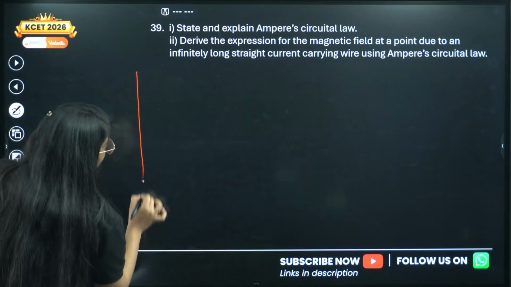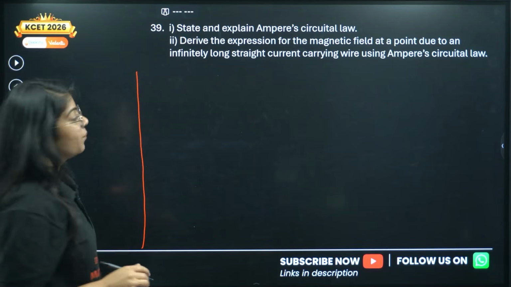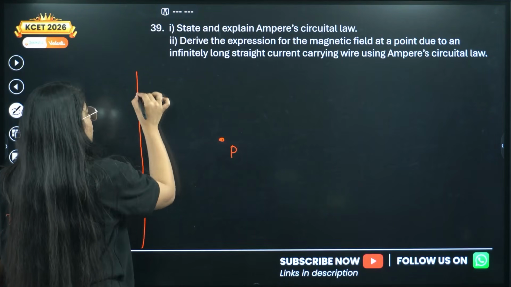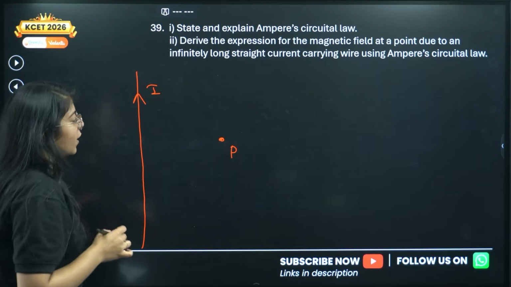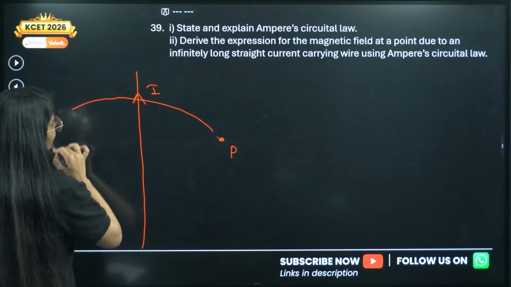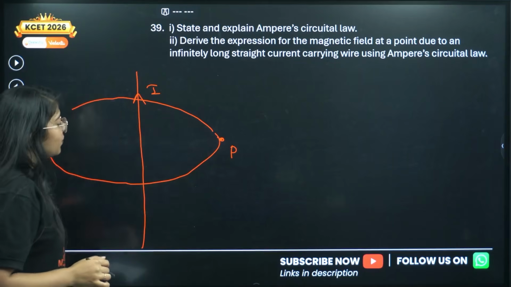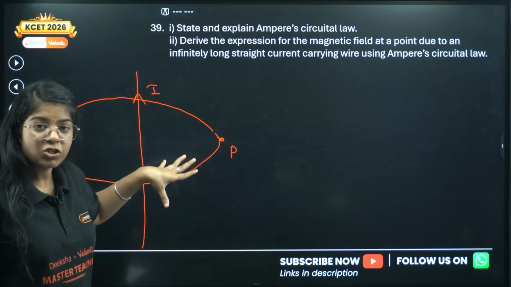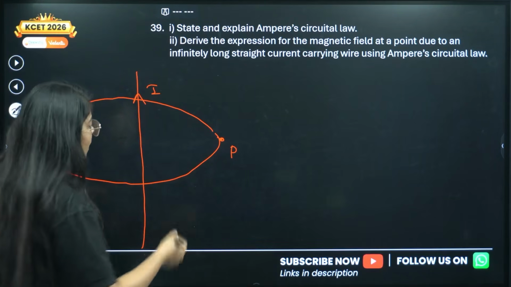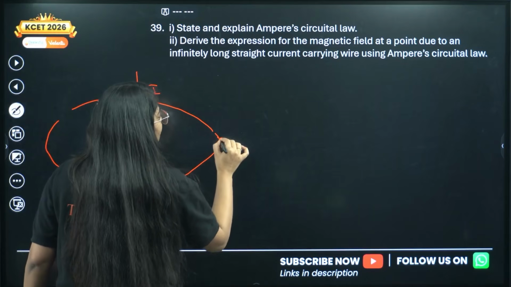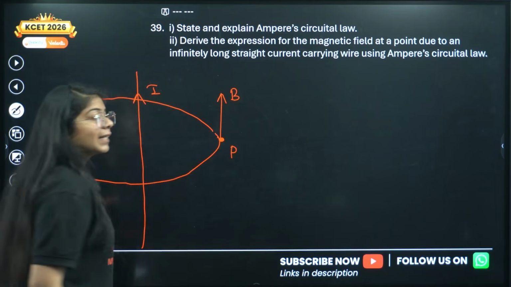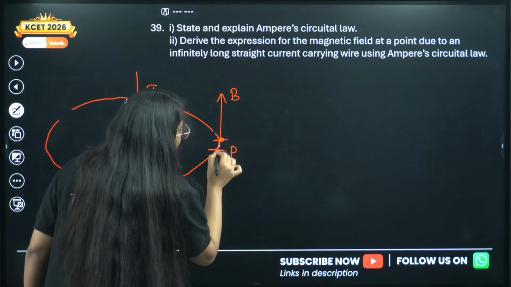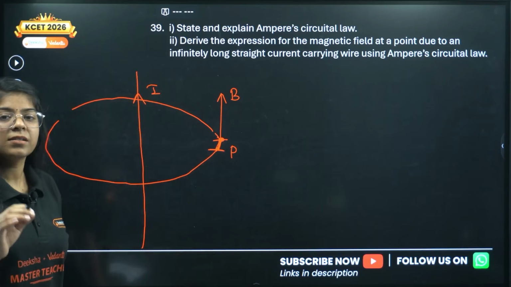Yeah. So they are asking to derive the expression for the magnetic field. So we have an infinitely long straight current carrying wire and the expression for magnetic field at a point. This is a point, let's say. So I is in the upwards direction. Okay, so what we'll do, we'll make a closed path around this wire, and this is the exact path in which magnetic field will be there around this straight wire. We know it is in concentric circles. So at this particular point, magnetic field will be in the direction of the tangent.